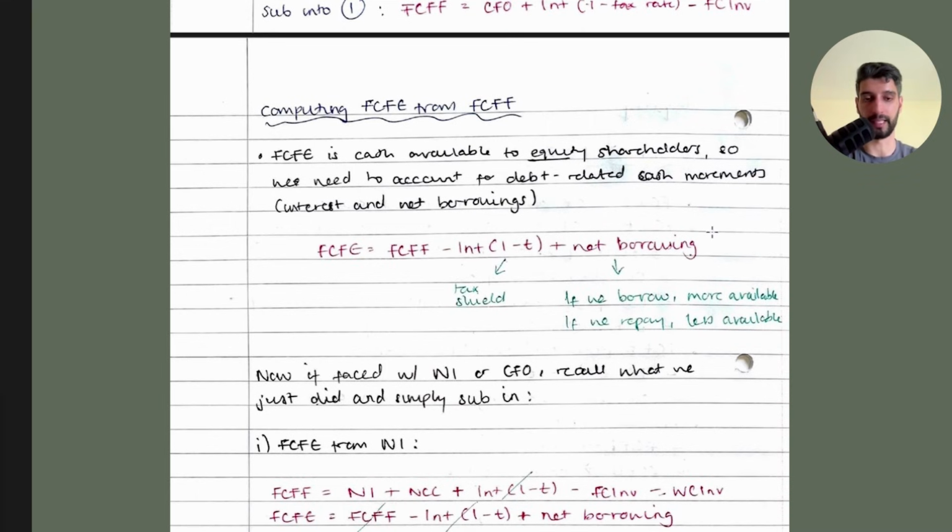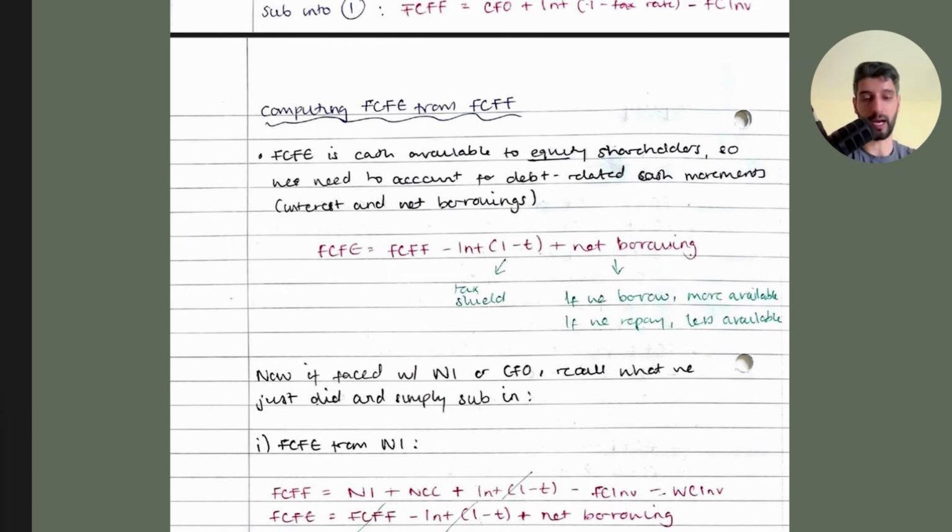Again, the formula is here in red, and we can see that free cash flow to equity equals free cash flow to the firm minus interest times (1 minus tax rate), and again we've included the tax shield, plus net borrowings. Subtracting this first part makes sense. As we said, cash flow available to equity shareholders will be after we've paid interest, but also we need to include net borrowings.